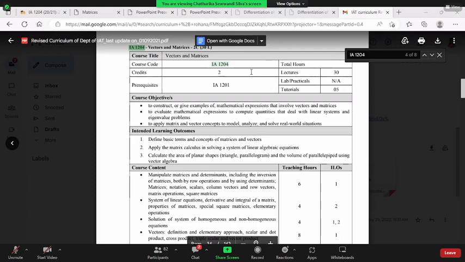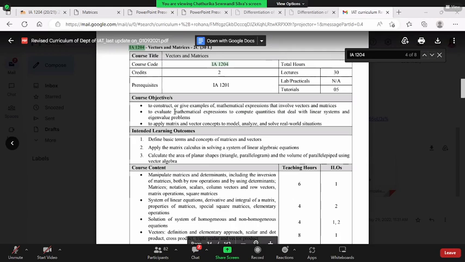Here you can see the detailed curriculum. The course code is IA 1204, a 2 credit course, and there are 30 lectures, no lab practicals, and 5 tutorials. Other than these 30 lectures, most probably I will take some more hours to conduct the tutorials. Anyway, we have to cover 5 or more tutorials under vectors and matrices.